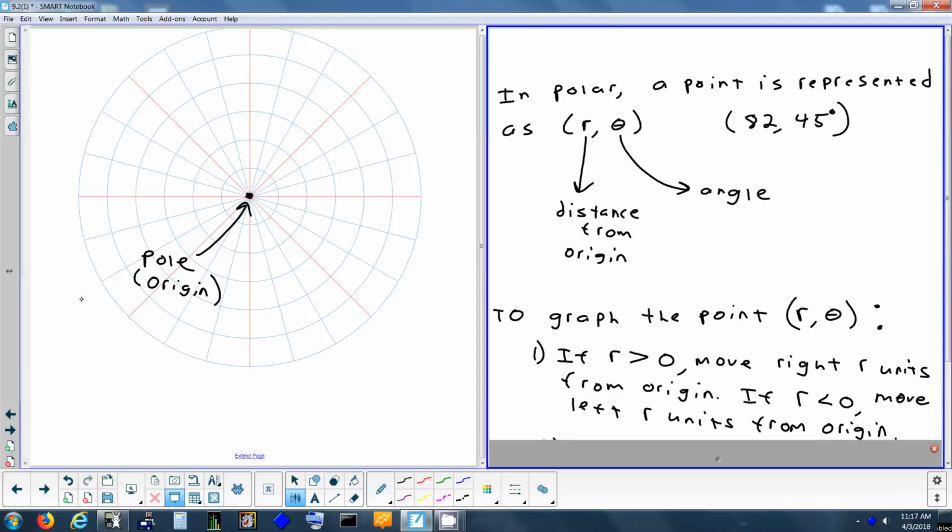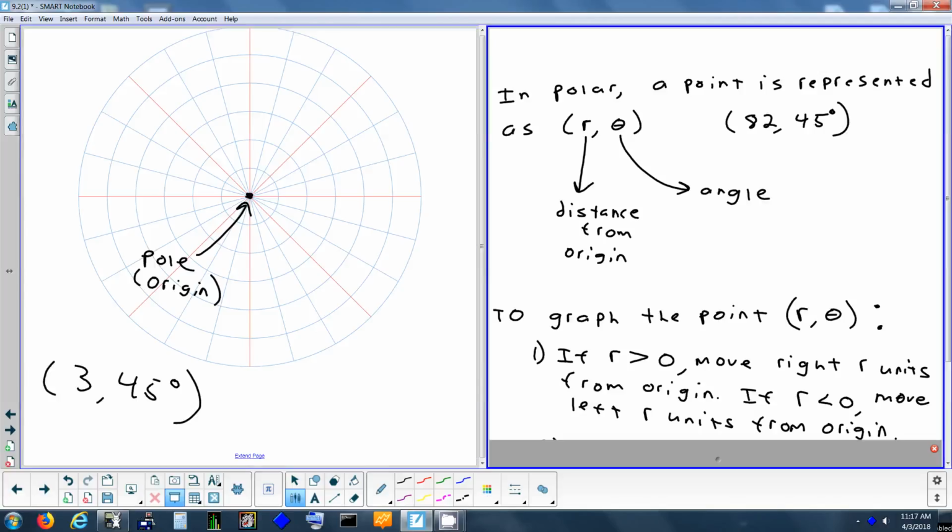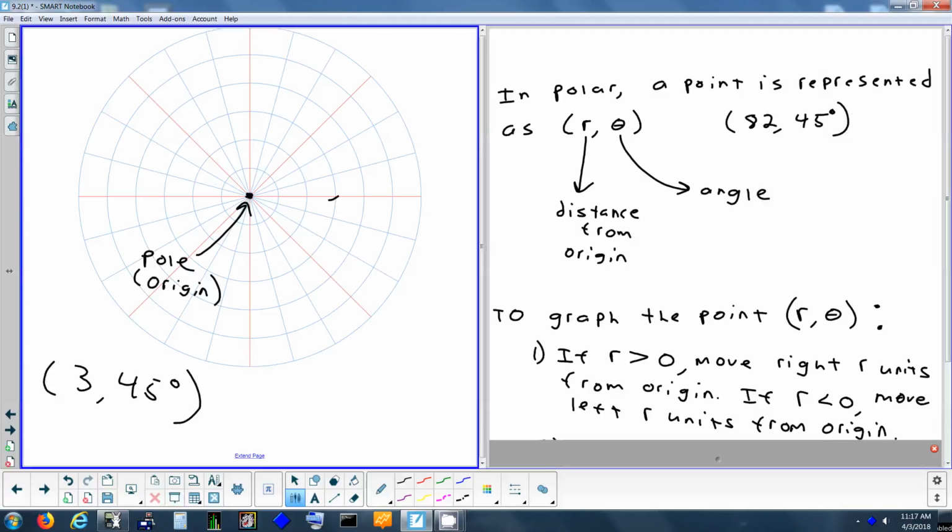Let me just kind of show you an example. So let's say I wanted to graph the point 3, 45 degrees. The first thing I would do, and I haven't talked about the angle yet, okay, look at r. r is 3. 3 is greater than 0. So I'm going to go to the right 3 units. That's not the final answer. That's just where we're going to go first. 1, 2, 3, let's put a little x right there.